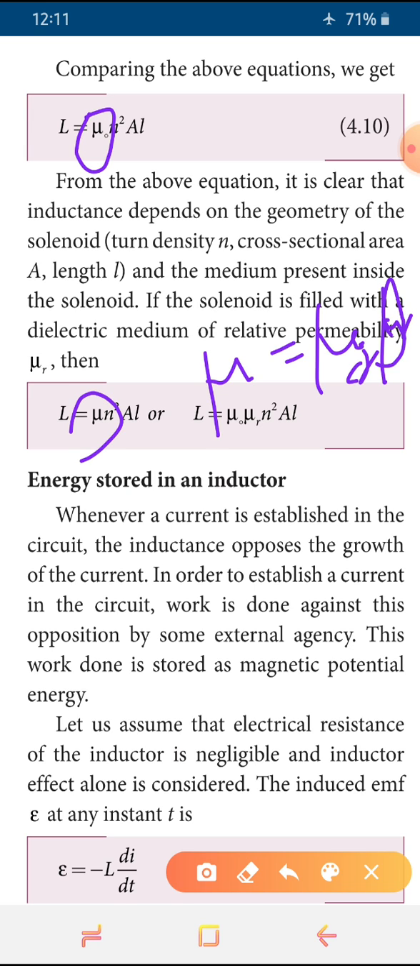Suppose any medium is there. Have you understood, children? This is the inductance value. The solenoid has the inductance value L is equal to mu n square A into L.